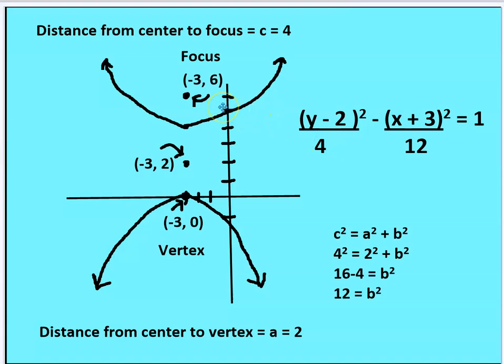And then the b squared value we're going to figure out by finding the c squared value. The c value is going to be 4, so c squared is 16. From (-3, 6) to (-3, 2) is 4 units. We square that to get the c squared value, that's 16. So now we have an equation: 4 squared, c squared, is equal to 2 squared, a squared, plus b squared. And we're going to solve for b squared. b squared ends up being equal to 12.